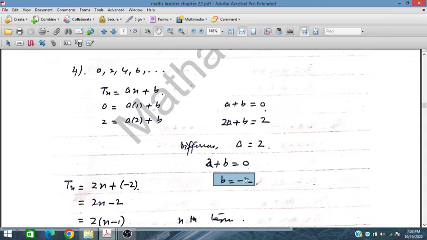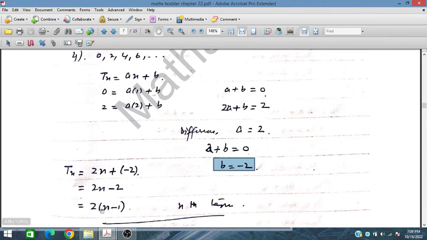We will place the values a and b here: a is 2n, and in place of b we will place minus 2. So this is 2n minus 2 and 2n minus 1. Placing n is equal to 1, we get 0.